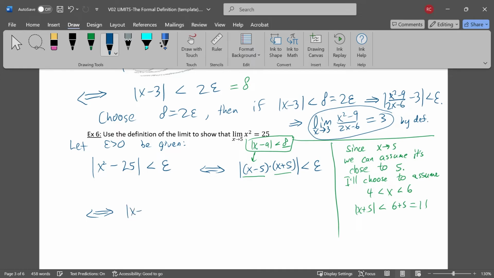So that means that I can rewrite my inequality here and say, well, this is true when the absolute value of x minus 5 times 11 is less than epsilon. And now I can divide by 11, and I get the absolute value of x minus 5 is less than epsilon over 11.